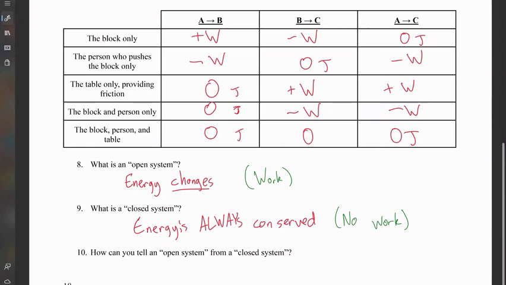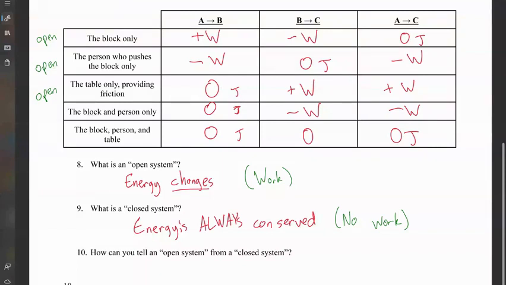So we can see the system with the block only. It experiences positive work and then negative work. So there are changes, and this is what we would call an open system. The person experiences a change in energy by giving it to the block, so that is also an open system. The table only: through the first part, there's no change in energy, so that looks like it might be closed so far. But the second part, positive work, the table changed energy. So that's an open system.